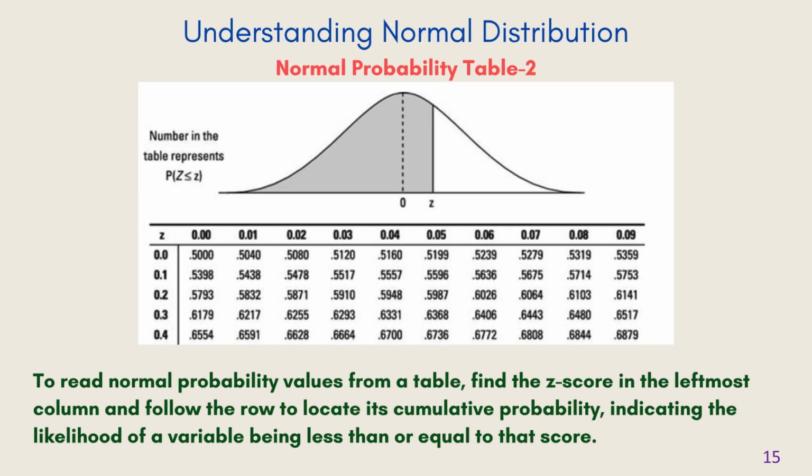This slide continues the discussion on reading normal probability values from a table, providing specific examples of z-scores and their corresponding probabilities. The instructional text guides the audience on how to effectively use these tables, reinforcing the importance of understanding cumulative probabilities in statistical analysis.